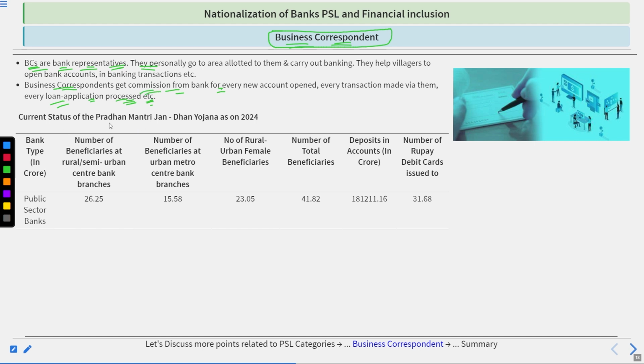Now, if we talk about the current status of the Pradhan Mantri Jan Dhan Yojana as on 2024, public sector banks: number of beneficiaries at rural and semi-urban bank branches, 2.25 crores. Number of beneficiaries at urban metro bank branches, 15.58 crores. Number of female beneficiaries, 23.05 crores. Number of total beneficiaries, 41.82 crores. Deposits in accounts, 181211.16 crores. Number of RuPay debit cards issued, 31.68 crores.